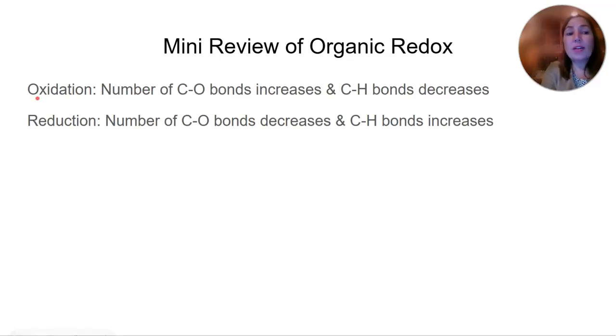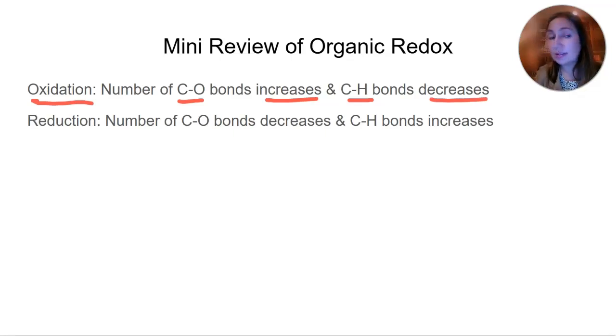As a reminder, oxidation means that your number of C to O bonds increases and your number of C to H bonds decreases. And reduction is the opposite. Your number of C to O bonds decreases while simultaneously your number of C to H bonds increases. So where have we seen some of this?